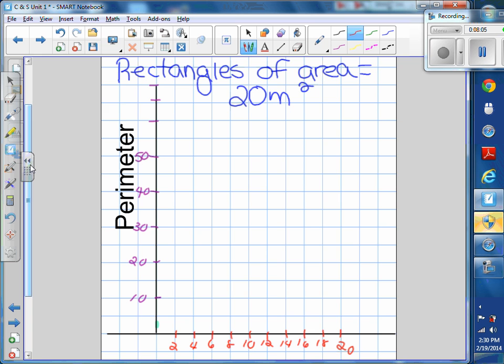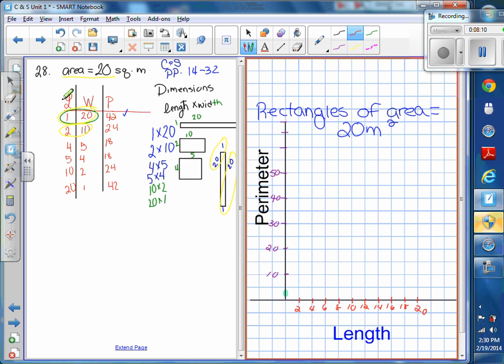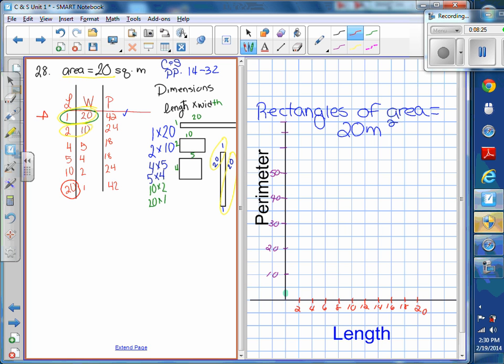Now I'm going to plot my points. I'm going to go back and look at my chart. I need to look at my chart so I know where to put my points. Masani, why is the length 20? Why does it go to 20? Because it's just the height. Oh, okay. I got that from my chart. I see. Okay, so I'm going to plot my first point, which is right here, a 1 by 20.